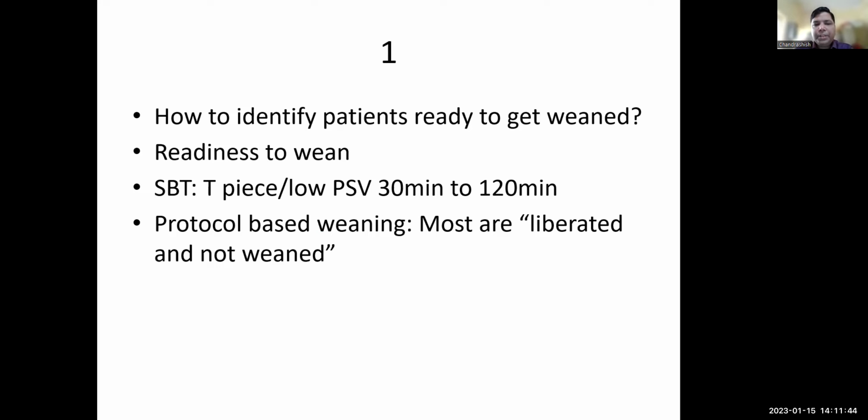When we say low pressure support, we usually mean a pressure support of 4 to 8, usually not more than that, unless you have been forced to place a very small sized endotracheal tube for some reason.